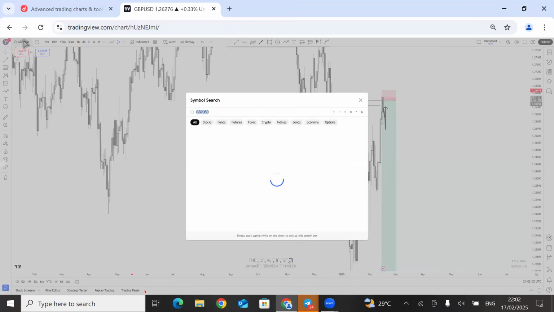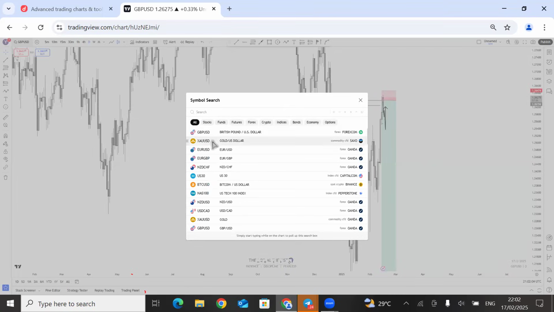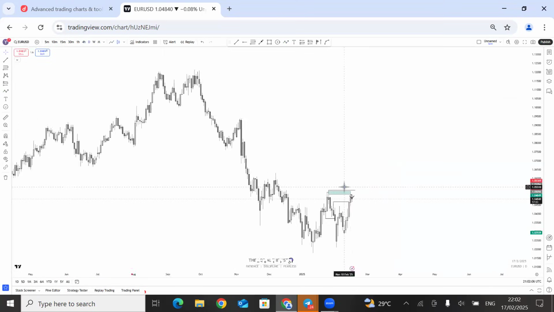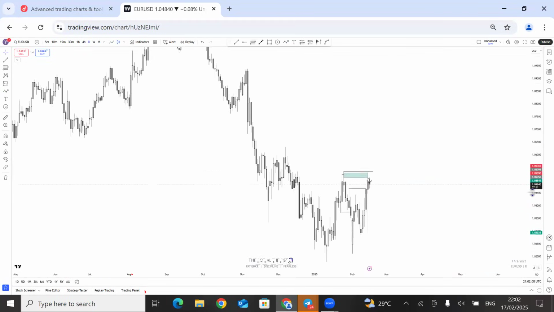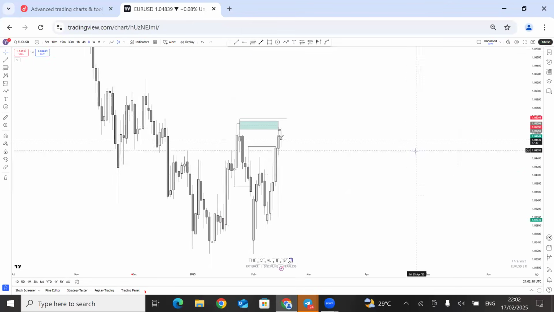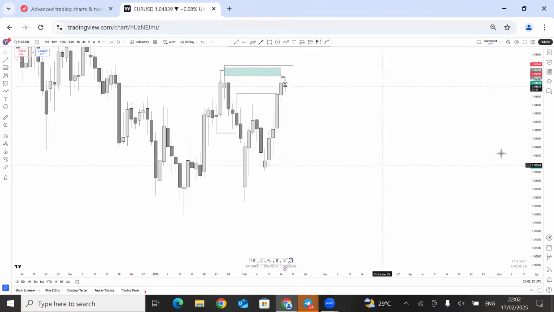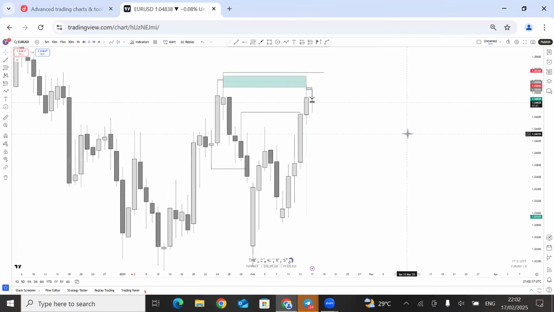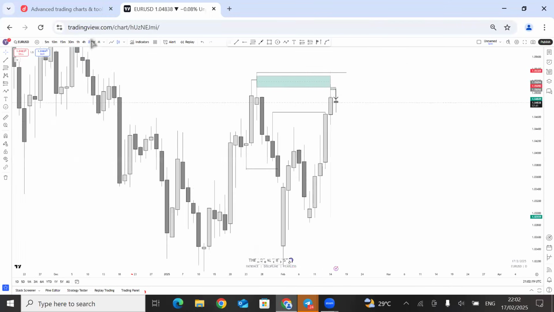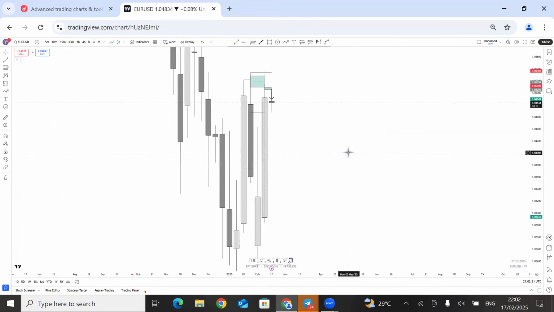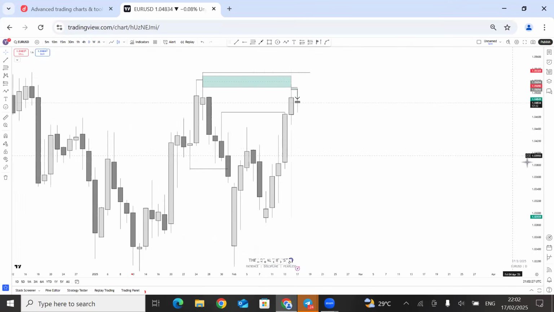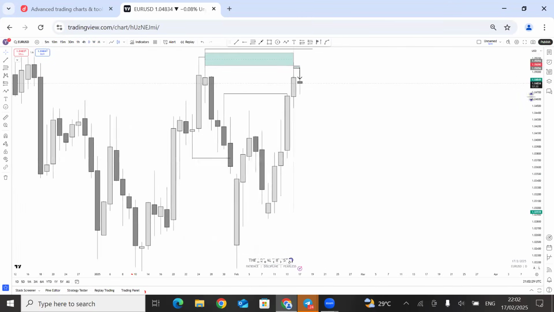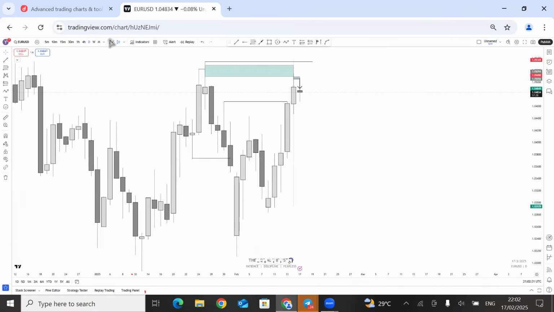Let's check Euro USD. I also have a trade there. On Euro USD I have a trade here, which is actually going. So this trade, let me see the weekly time frame, daily time frame. I think there was a key level here. Let's turn on our line chart.